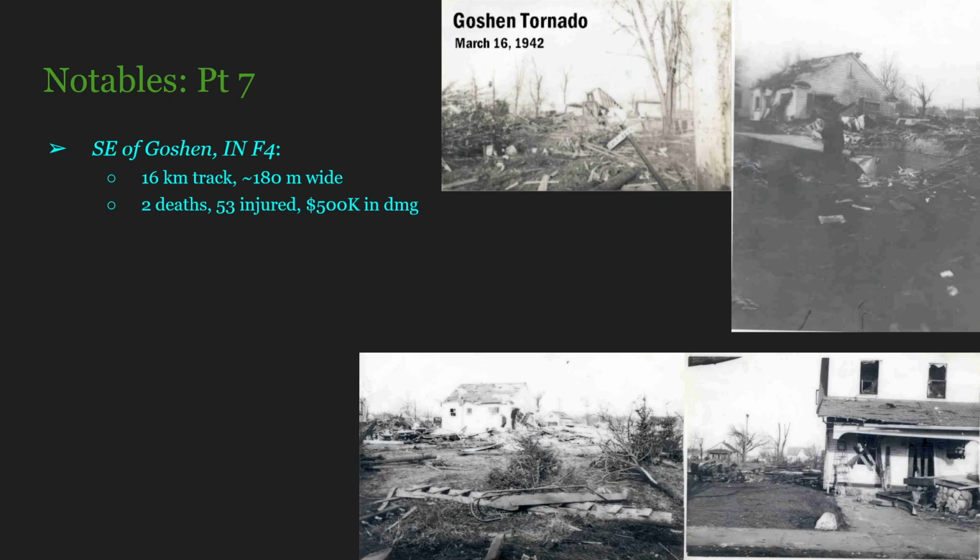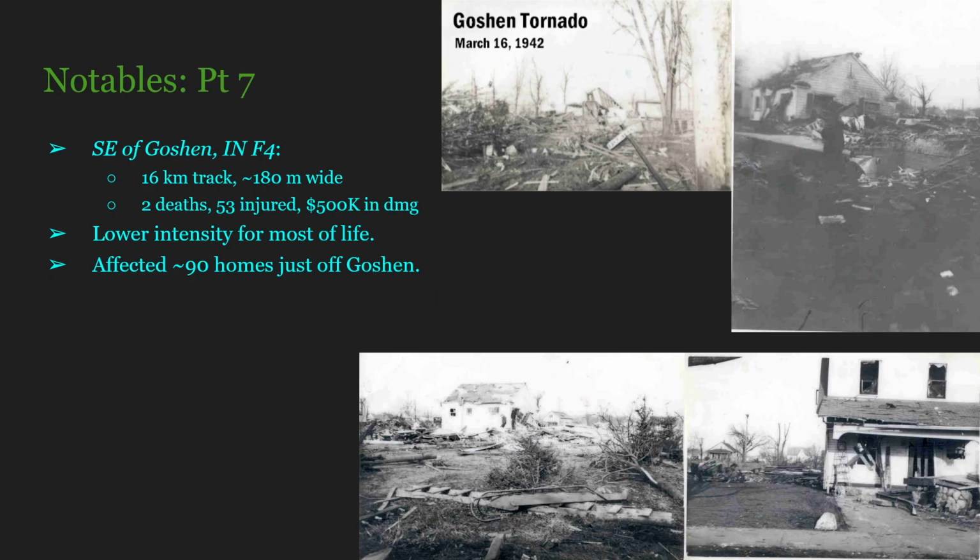Alright folks, our last notable here takes us to southeast of Goshen, Indiana. This F4 tracked 16 kilometers and reached 180 meters wide. This tornado would cause only 2 deaths, though also injuring 53 and causing a pretty staggering $500,000 worth of damage. Note that this tornado was most likely anywhere from F2 to F3 for most of its life, before affecting Goshen, where it narrowed and intensified.